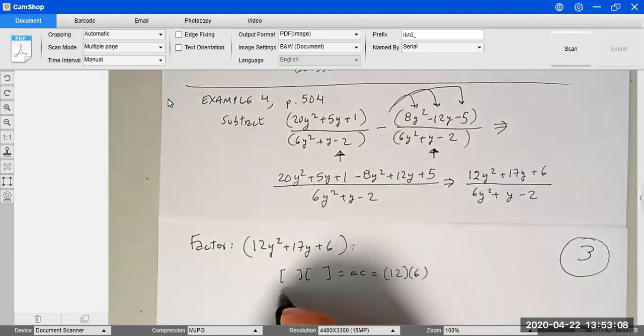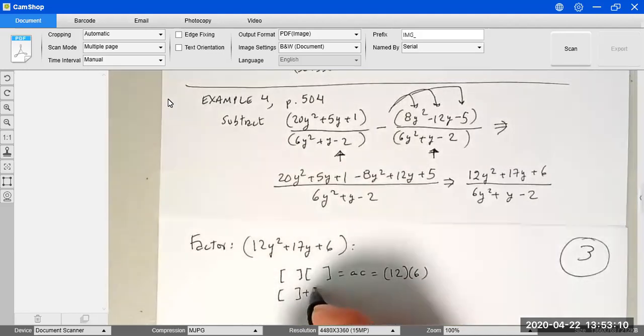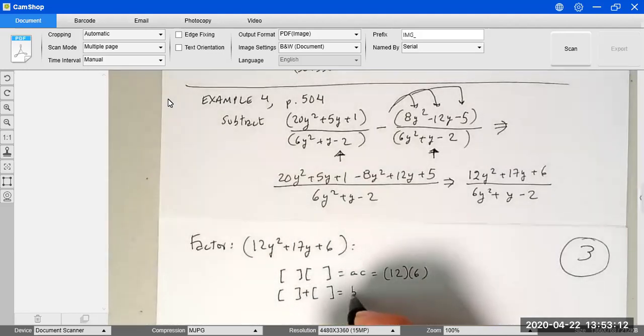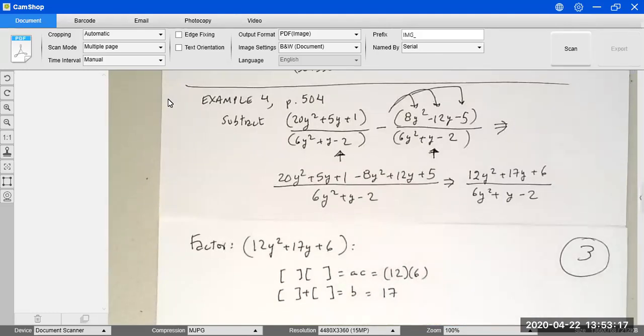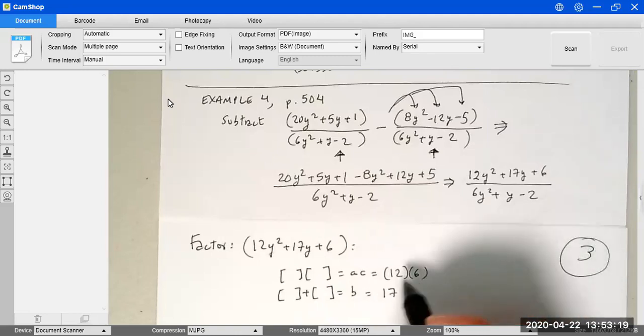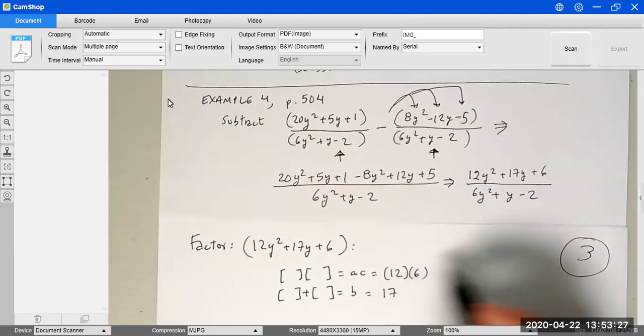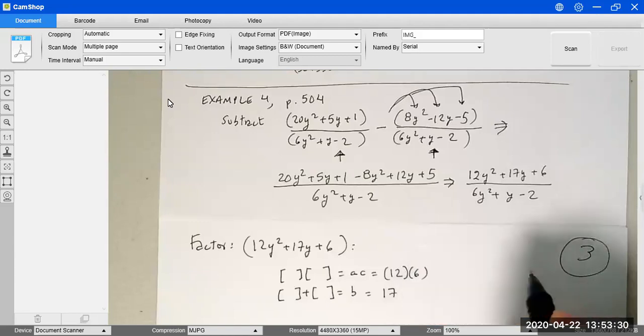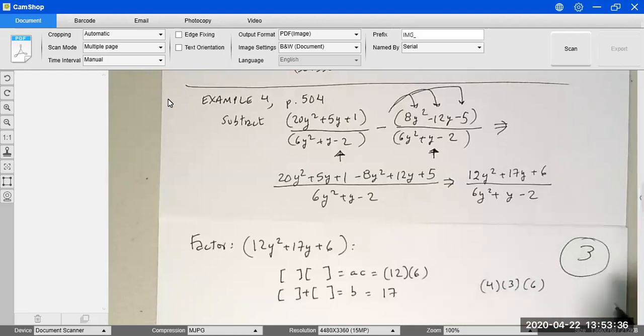And then if I add up these two numbers, I'm going to get B, which is 17. So let's see all the possible combinations that we can use. If we multiply 12 and 6, but if you add them up, you get 18. So that's not the combination that we need. So let's factor 12. 12 might be 4 times 3, and we leave 6 here.